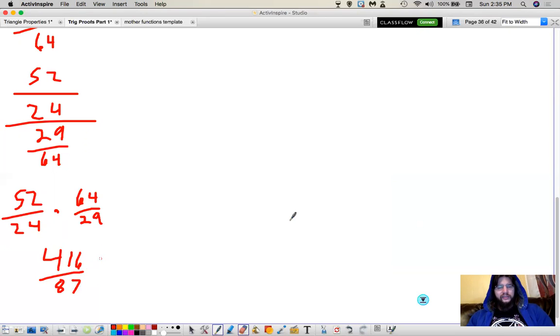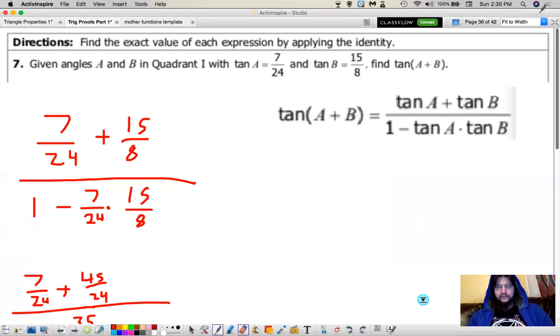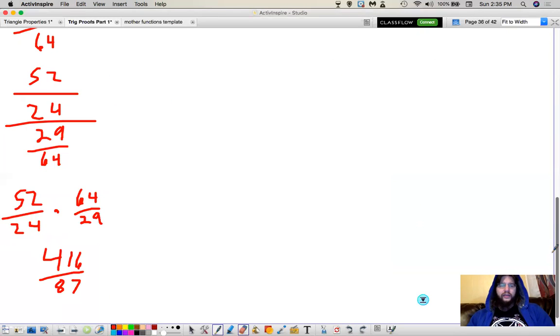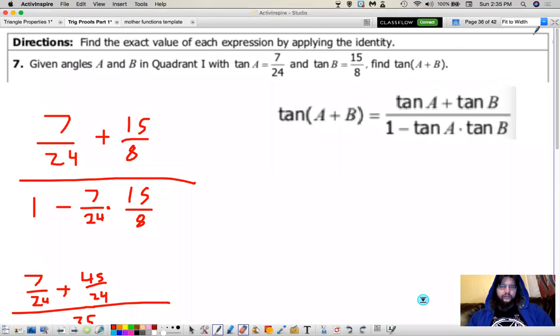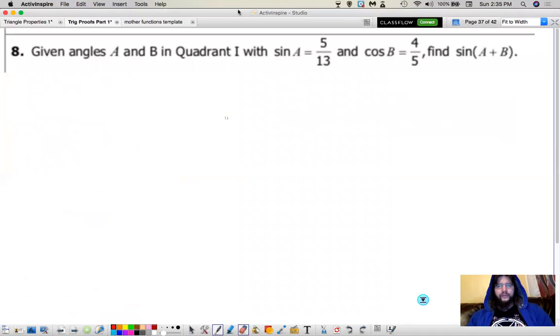So what does this represent? This represents tangent of whatever angle A is plus whatever angle B is. Don't know what they are, but if we add them together and take the tangent of that, we get 416/87. That's all we got to do here. Let's look at the next one though. So we got quadrant 1 again, so everybody's positive.